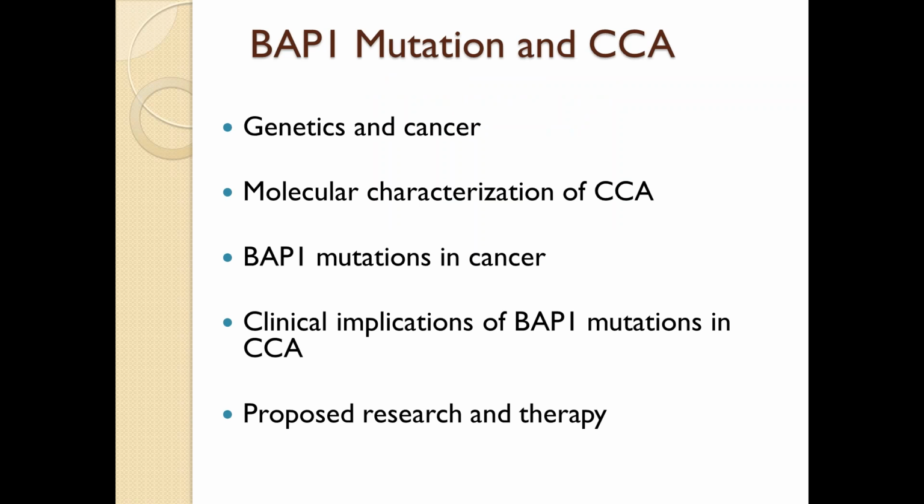So I've organized this talk with an introduction to cholangiocarcinoma as well as the genetics of cancer. I will introduce BAP1 mutations, which is breast cancer associated protein 1 mutation, since these mutations were originally described in breast cancer. I will discuss the clinical implications of BAP1 mutations in cholangiocarcinoma as related to prognosis and therapy, and then briefly touch upon proposed research and the therapeutic aspects, including clinical trials.